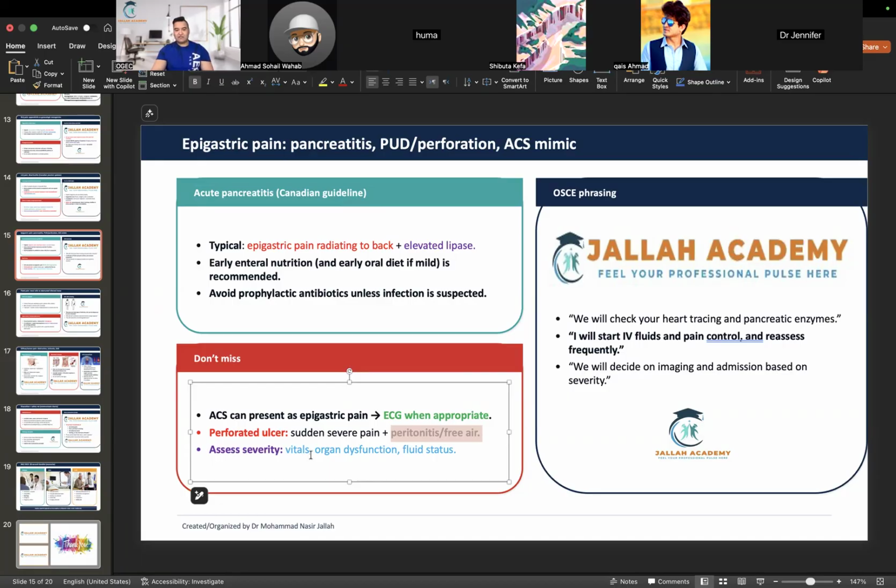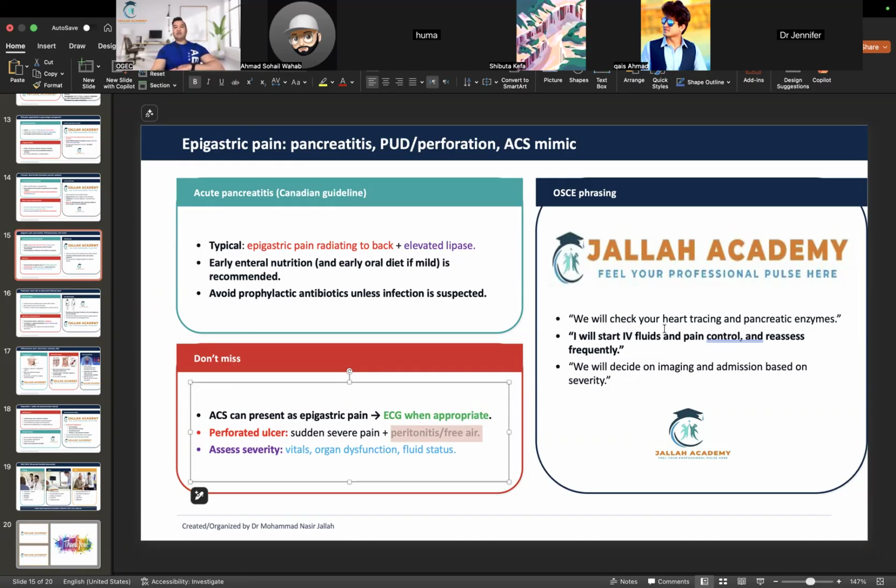So assess severity, vitals, organ dysfunction, and fluid status. So OSCE phrasing, how do we phrase it? So we will check your heart tracing and pancreatic enzyme. So the patient has epigastric pain, right? And the patient says that I have epigastric pain, but when I lean forward, it gets better. When I lean backward, it gets worse.